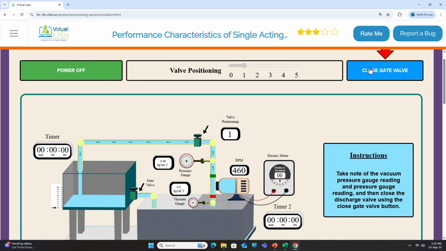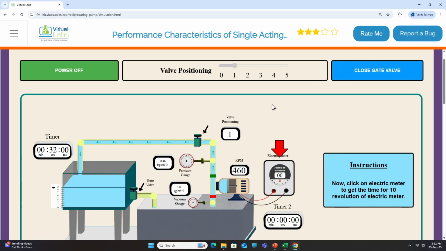Now, it says close the gate valve. It is very similar to what we have been doing. Now, the fluid is filled till 10 centimeter of height. Now, for 10 revolutions, we will start the electric motor.